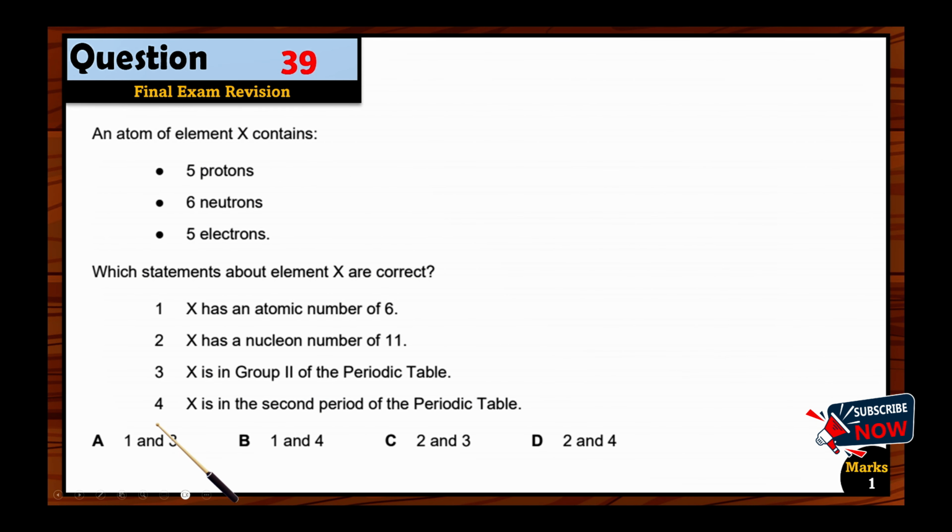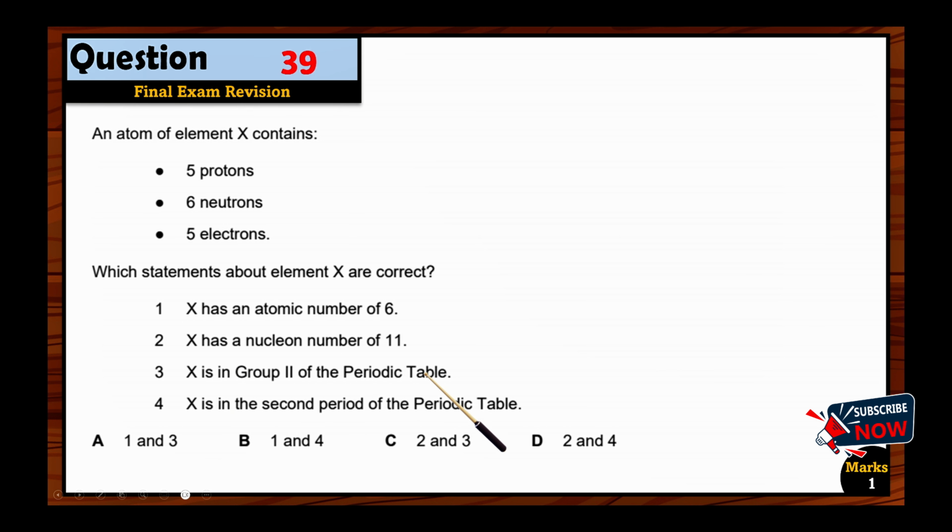Let's see question number 39. An atom of element X contains 5 protons, 6 neutrons, and 5 electrons. Which statements about element X are correct? X has an atomic number of 6. No, it has an atomic number of 5 because it has 5 protons, right? So that's wrong. X has a nucleon number of 11. Nucleon number means proton plus neutron, so 5 plus 6 is 11. Yes, statement 2 is right.